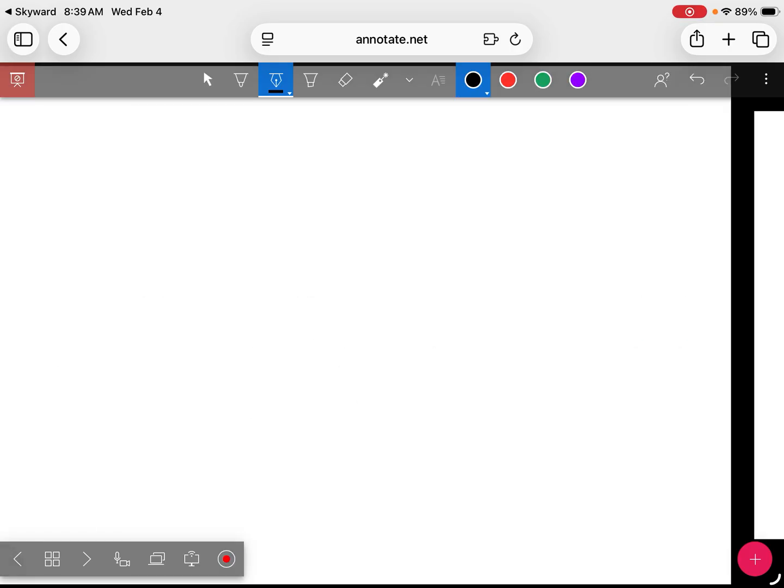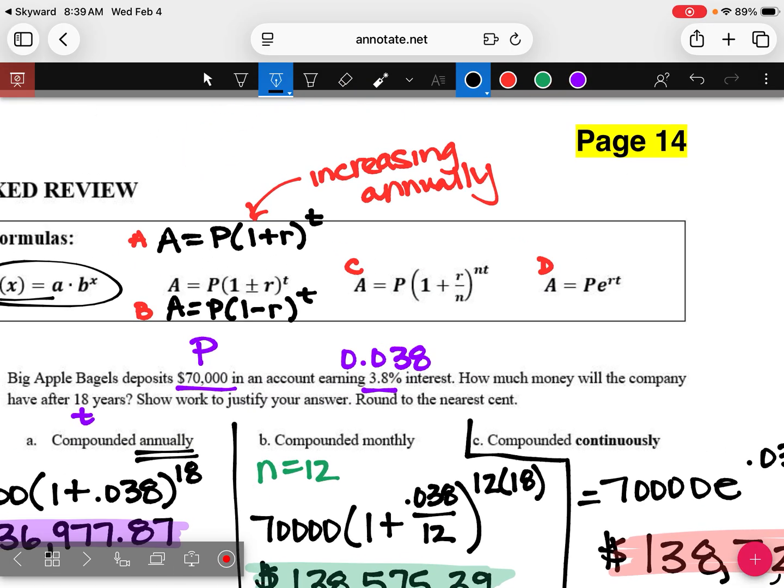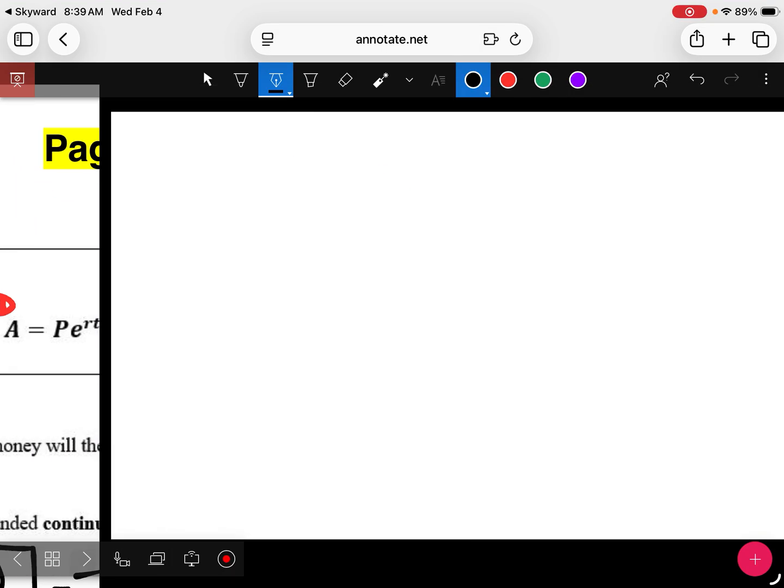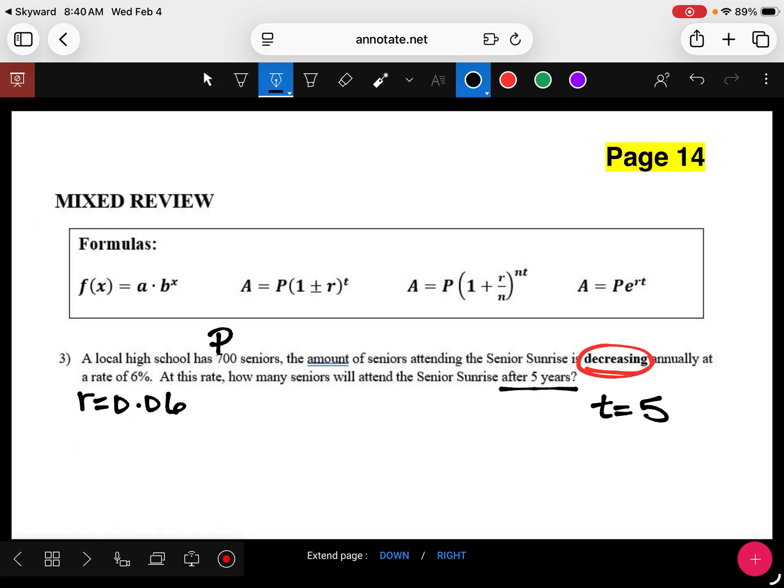So going back to our formulas, which formula am I going to use now? A, B, C, or D? B, because it's decreasing. It is subtracting. So we're going to type that in our calculator. We'll have 700 times 1 minus 0.06 to the power of 5. Your number should be going down. We're talking about people, so we have whole numbers.